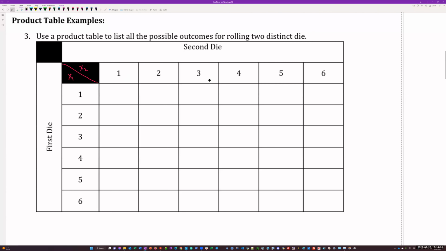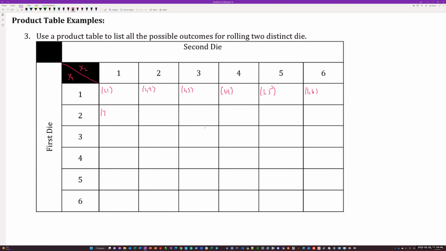X2 could take on values 1 through 6. Is that correct? And then we could write out all the different possibilities. We could get a 1 and a 1. We could get a 1 on the first one and a 2 on the second one, a 1 and a 3, a 1 and a 4, a 1 and a 5, a 1 and a 6, and then so on with all of these things.